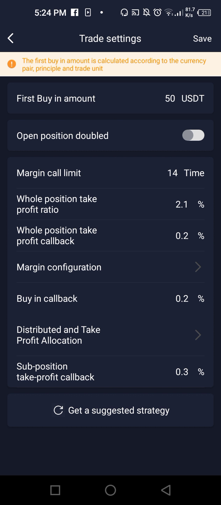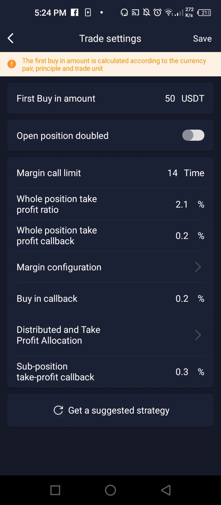Okay, so that's clear. But one thing that was not clear to me for a while is this other option of whole position take profit callback. All right, so I'll try and explain that right now. The first one is whole position take profit ratio, where I put 2.1. So you're instructing the bot, once my position is up by 2.1%, get ready to take profit. That's how I would explain that.